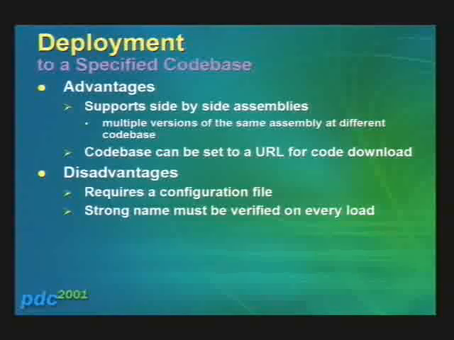I can support side-by-side using codebases because I can deploy multiple versions to different directories in the file system somewhere and then set up a codebase that points to each version. So I could have side-by-side versions of an assembly and refer to them uniquely using codebases. And it's compelling that I can download code from the web this way.